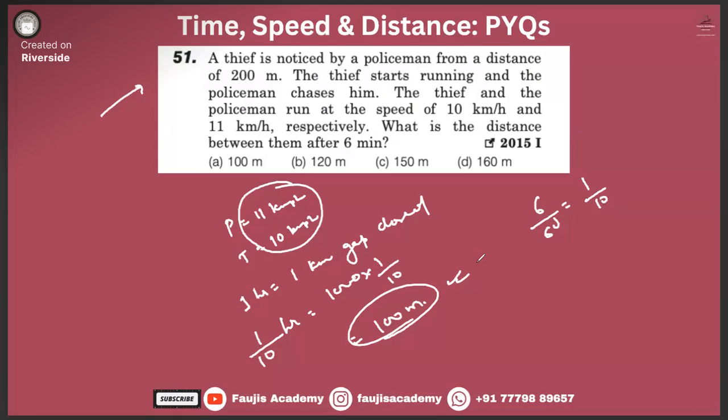How about that? In 1 hour, one kilometer of gap is being closed, right? In 1 hour, police ran 11 kilometers. Thief ran only 10 kilometers. So police outran thief by one kilometer in an hour, right? So in 1 hour, that means 60 minutes, 1 kilometer of gap is being closed. So in 6 minutes, 1/10, that means 100 meter of gap must have been closed, right?